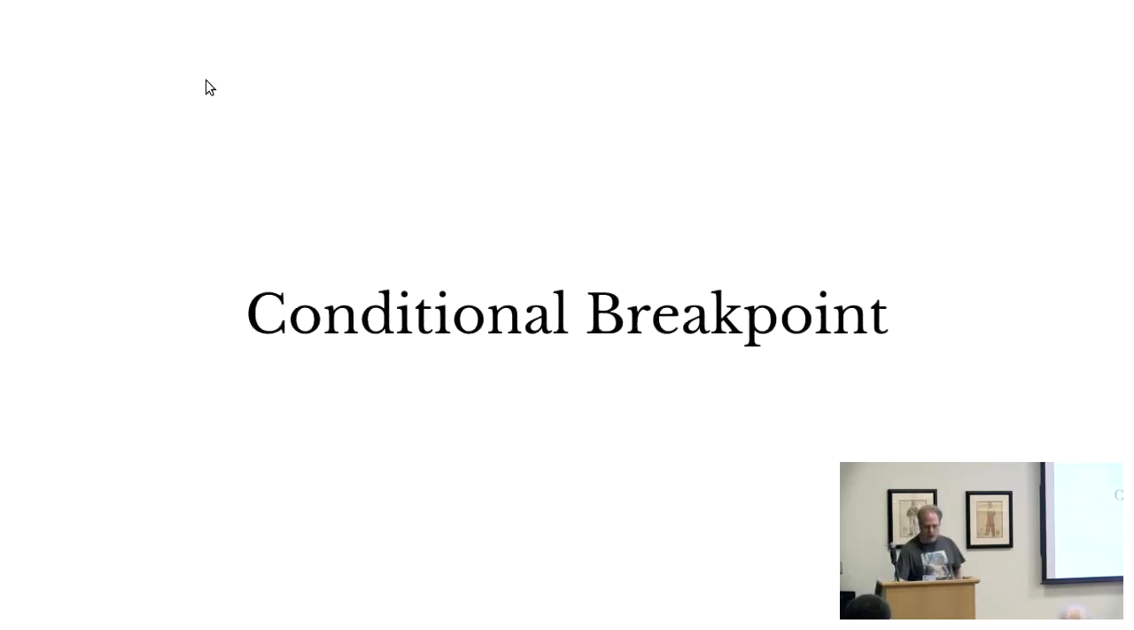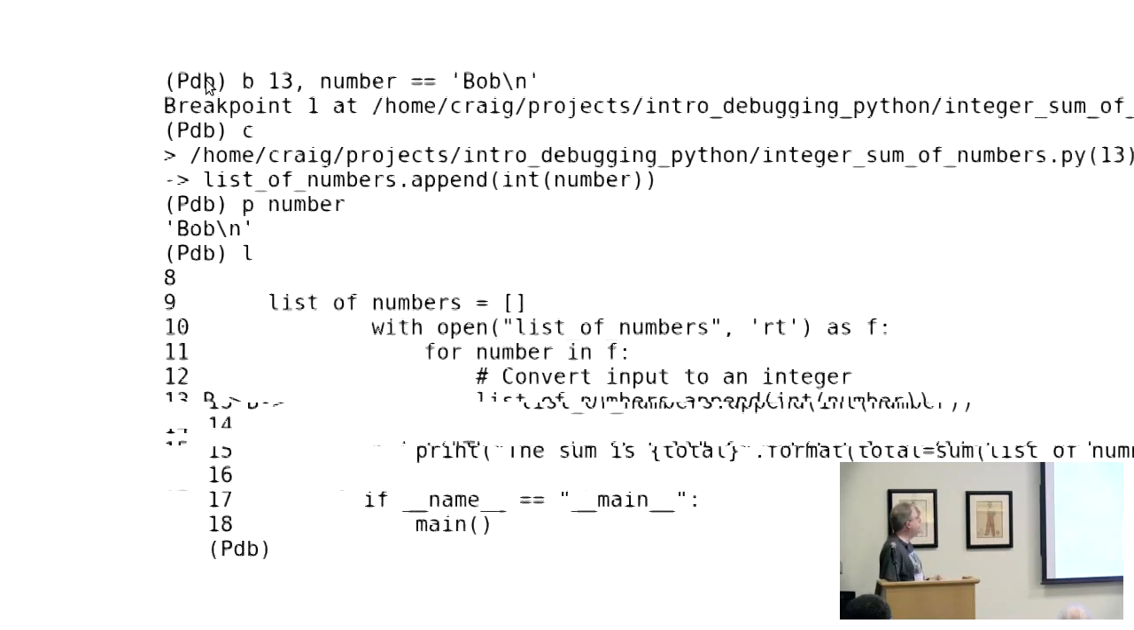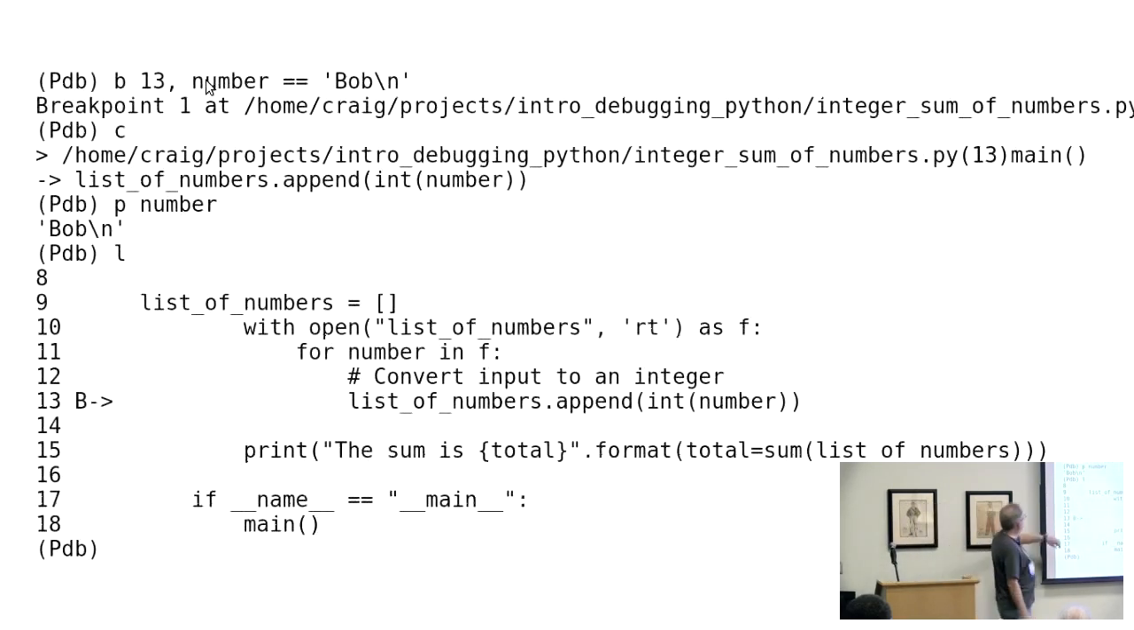So this is to show a conditional breakpoint. What we can do is say, okay, break at line 13 when the number equals Bob with a line feed in it. All right, so I continue. It runs through. First off, I can print the number, and yes, indeed, it broke at Bob with the backslash n.